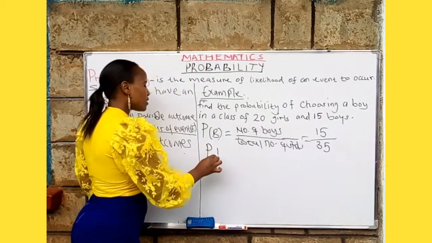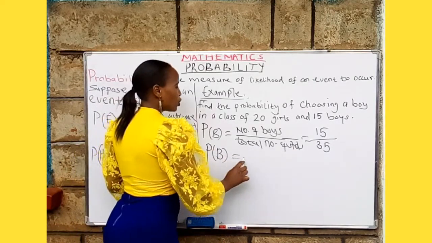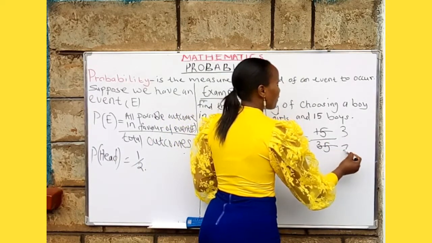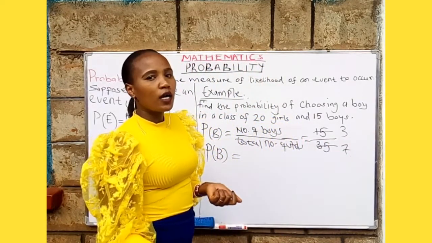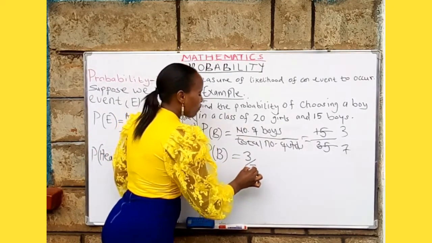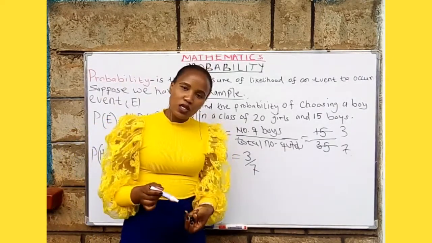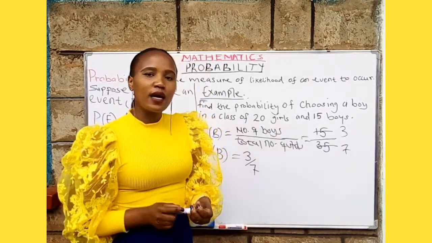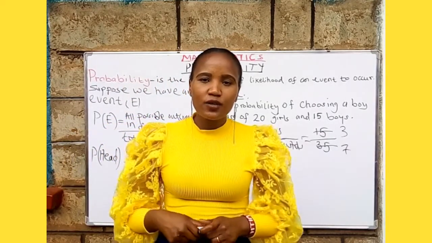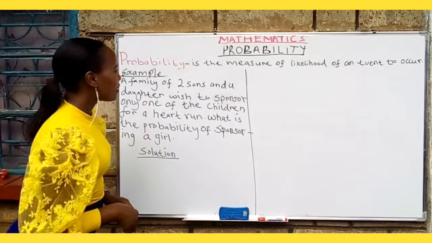Remember, we said answers should be given in their simplest form possible. So if we do the cancelling, by 5, 3, by 5, 7, and we cannot cancel it any further, so the simplest form is 3 over 7. That is the probability of choosing a boy in a class of 35 students with 20 girls and 15 boys.